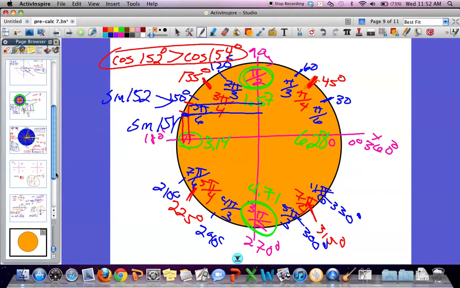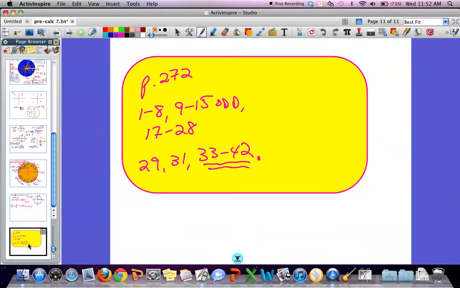All right. Page 272. This is the problems I was just talking about. There's like 10 problems there, or 9 problems. 10, I think. Those are all meant to be done without a calculator. They'll go pretty fast. You just look at it and you do exactly, I think, that exact same thing. Except some might be in radians and some might be in degrees, and you compare them. So we'll do 1 through 8, 9 through 15, odd, 17 through 28, 29, 31, 33 through 42.